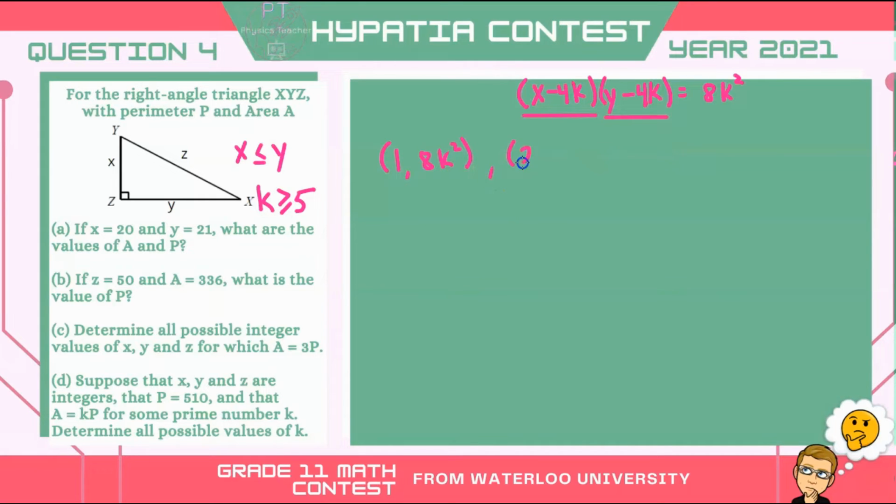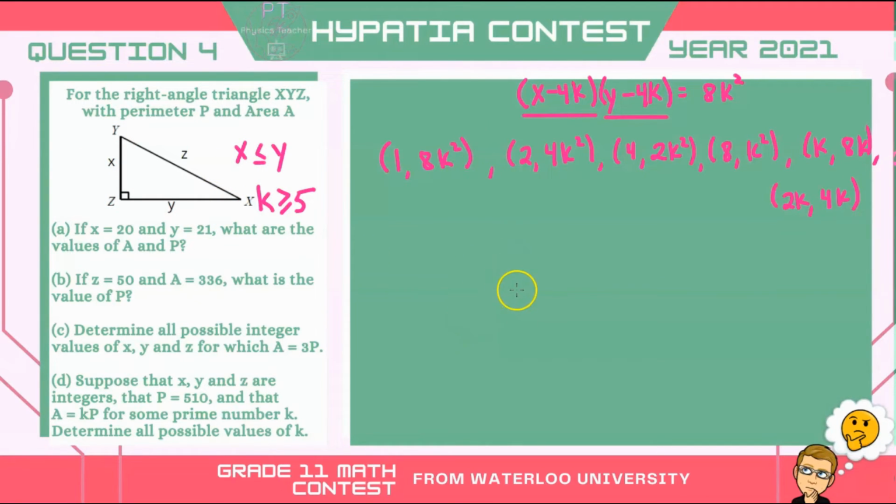Another option is 2 and 4k squared, 4 and 2k squared, 8 and k squared. And then we also have k and 8k. And finally, we also have 2k and 4k. And this is again assuming that x is going to be our smaller side of the triangle.